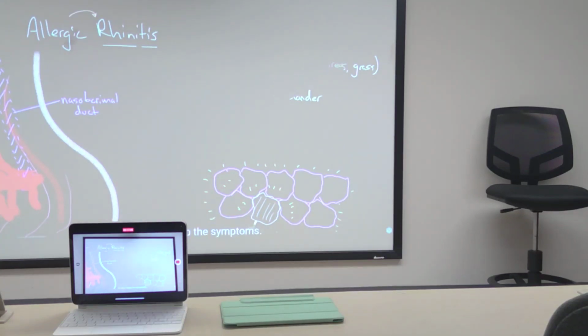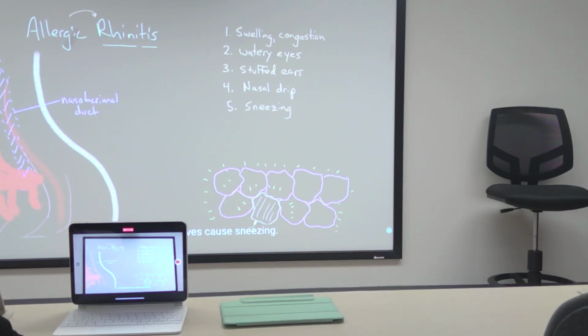So let's recap the symptoms. First, you get swelling and congestion. If you block off the nasolacrimal duct, you can get watery eyes. If you block off the eustachian tube, you can get stuffed up ears. And that nasal mucosa is continually making mucus, and that causes nasal drip. The irritated nerves cause sneezing, and the blocked air passages lead to difficulty breathing through the nose.